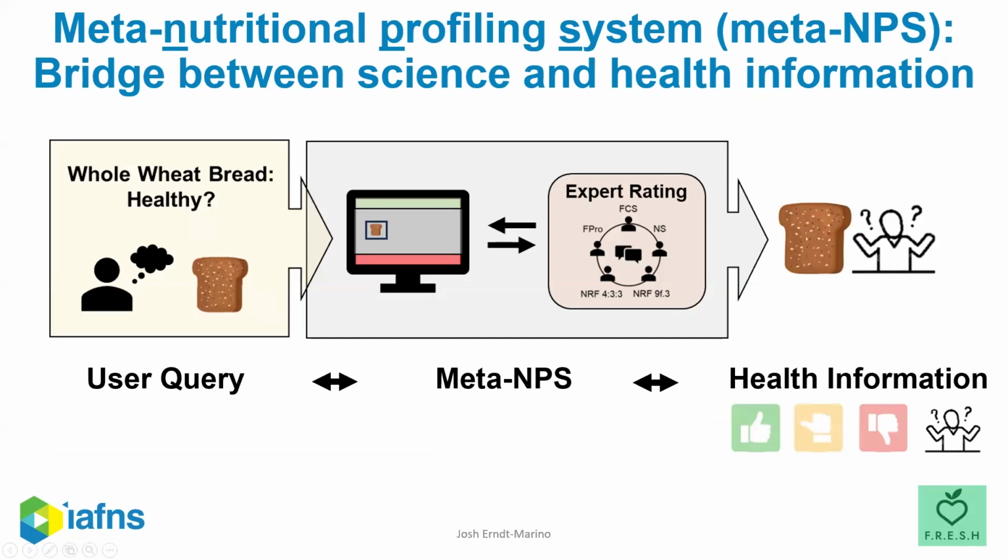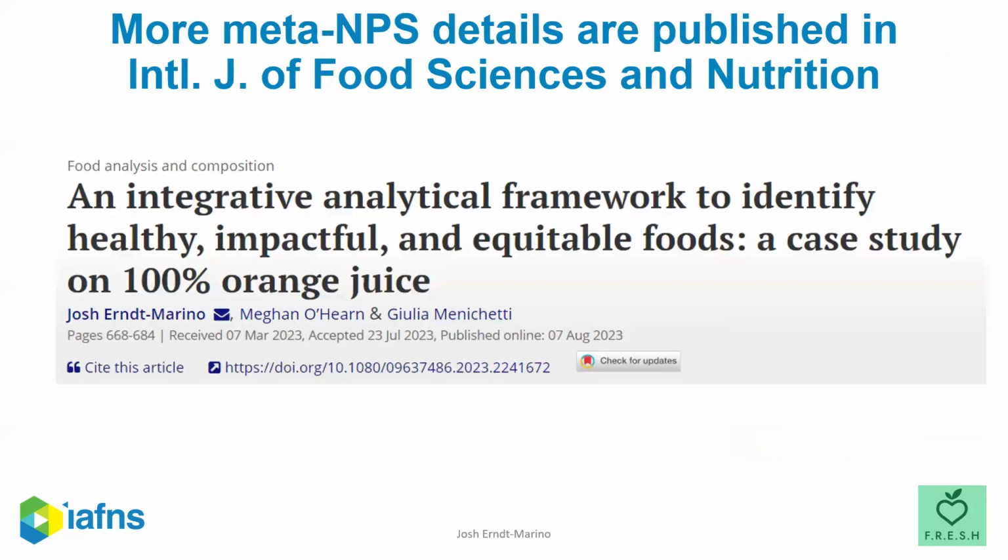I want to start with a picture of where we're going to end up today. You'll learn about what a meta-nutritional profiling system is, why it was created, what problem it solves, and how to use the interactive tool and database to simultaneously ask your research questions and receive consensus-driven food health information for carbohydrate-rich foods. We're going to skirt over a lot of technical details today, so I really encourage you to check out our published paper in the International Journal of Food Sciences and Nutrition for more information.